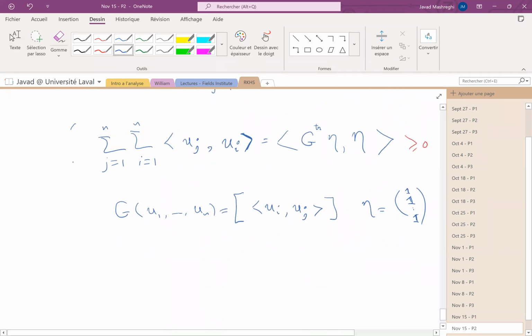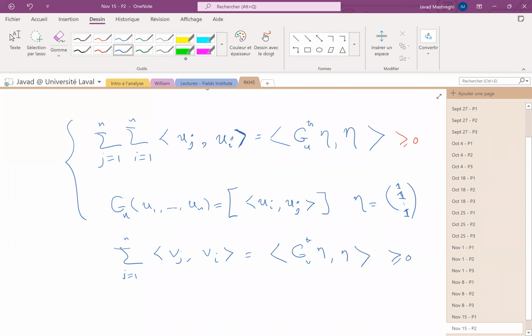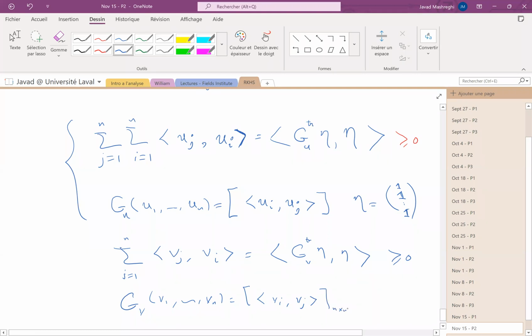And by exactly the same reasoning, the sum over j from 1 to n of vj, vi is, I call this the Gramian of V transpose, eta and eta, which is bigger than or equal to 0. So you have the Gramian of U and the Gramian of V, with entries ui, uj and vi, vj. Both of them are n by n matrices.